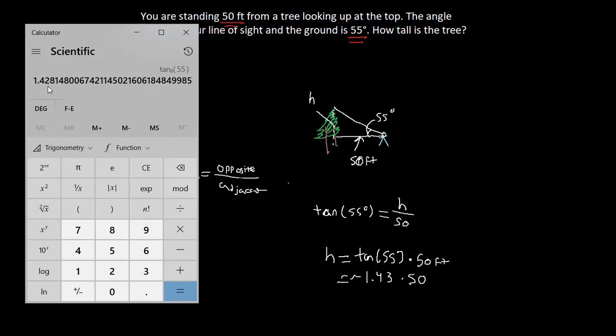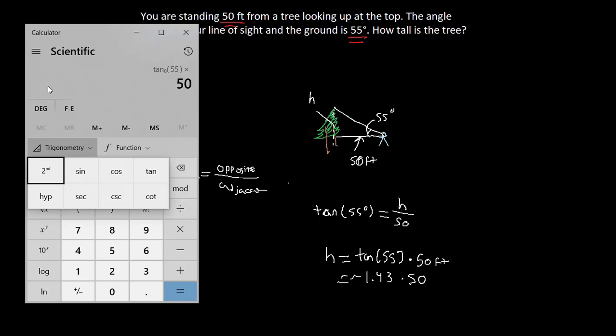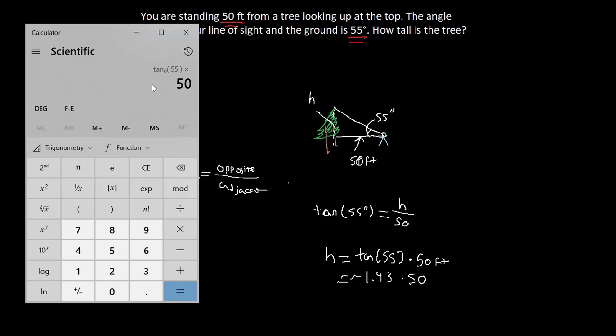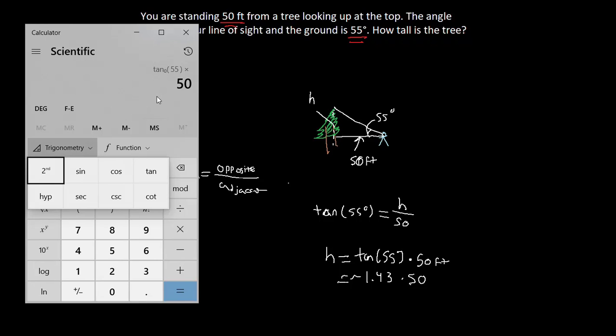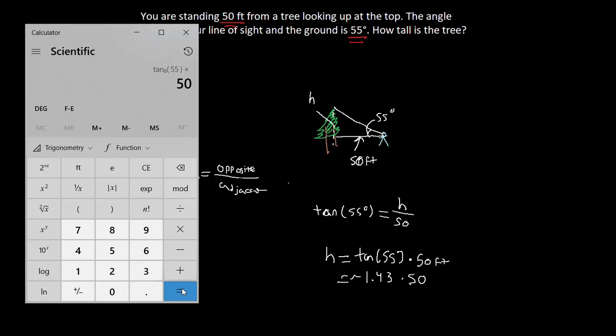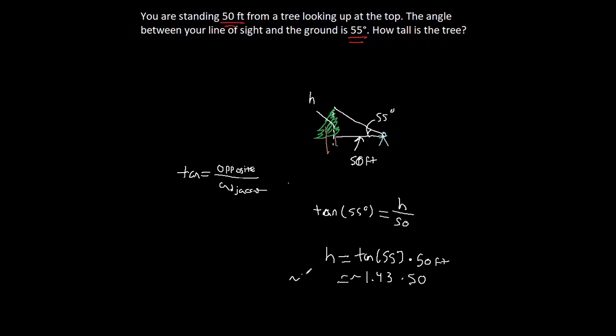So we're going to take our tangent from before, going to multiply it by 50. Oops, I want trigonometric functions. I want the actual answer. There we go, 71.4 feet.